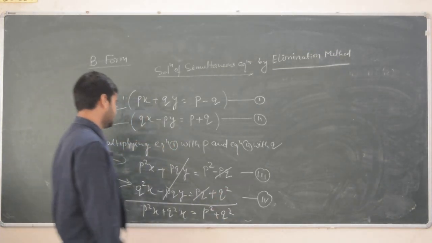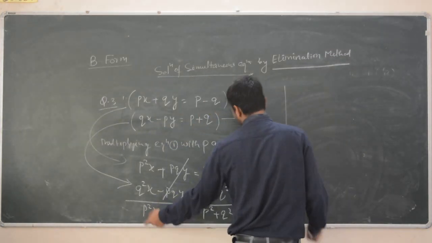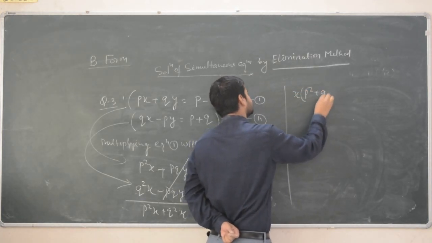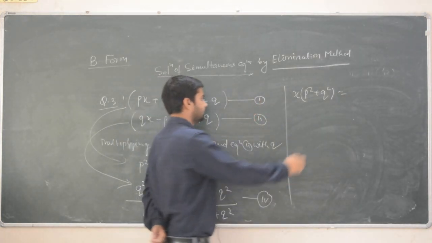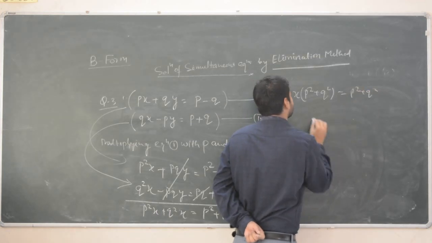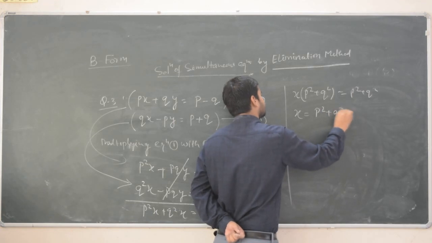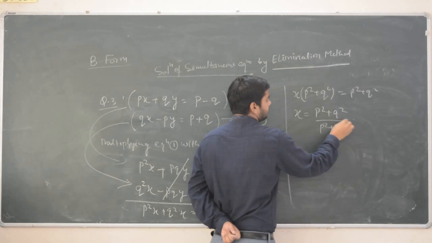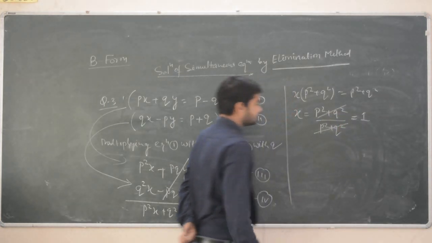Now we can take x as common from these two expressions. If we take x as common, we get p square plus q square, equal to, on the right side, p square plus q square. Now we can get the value of x as p square plus q square divided by p square plus q square. The same numerator and denominator get cancelled out, and finally we get the value of x as 1.